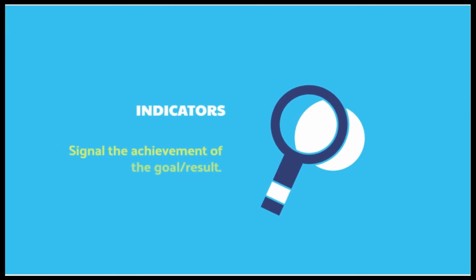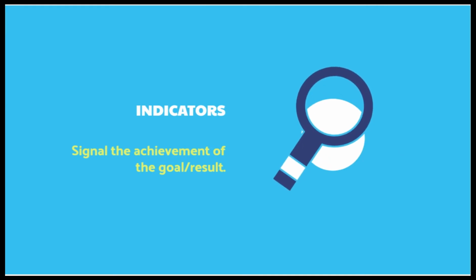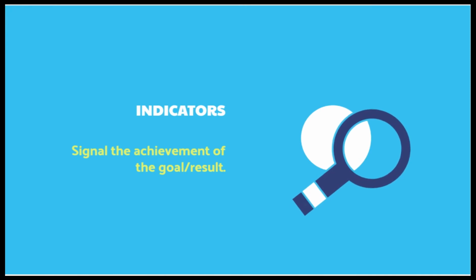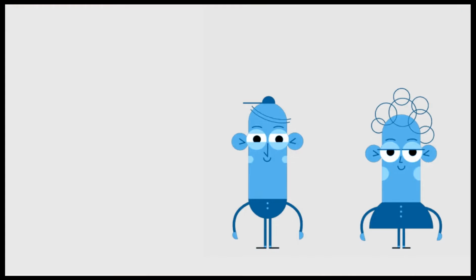Lastly, we would need to determine what indicators signal the achievement of this goal. Indicators should usually be unbiased, neutral, and ideally not include any targets. Change should be captured in the result statement itself.